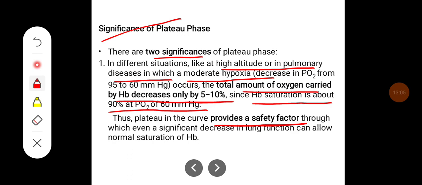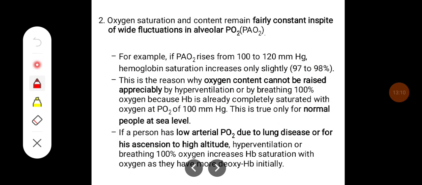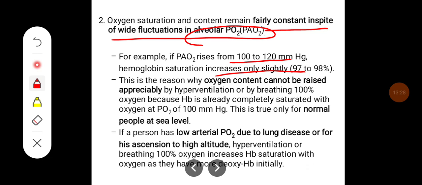through which even a significant decrease in the lung function can allow normal saturation of hemoglobin. Second, oxygen saturation and content remain fairly constant in spite of the wide fluctuation of the alveolar PO2. For example, if PO2 rises from 100 to 120 mmHg, the hemoglobin saturation increases only slightly, that is 97 to 98%. This is the reason why oxygen content cannot be raised appreciably by hyperventilation or breathing 100% oxygen, because Hb is already completely saturated with oxygen at a PO2 of 100 mmHg.